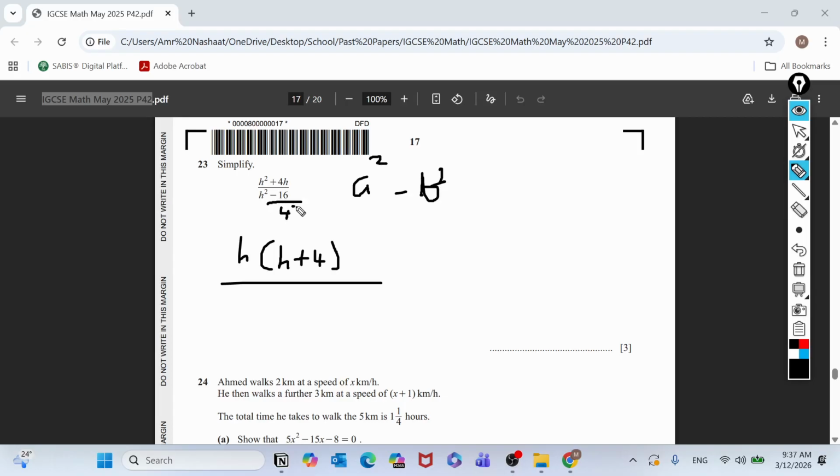So we can make it a minus b into a plus b. So h minus 4 times h plus 4. h plus 4 and h plus 4 can cancel out, so h over h minus 4.